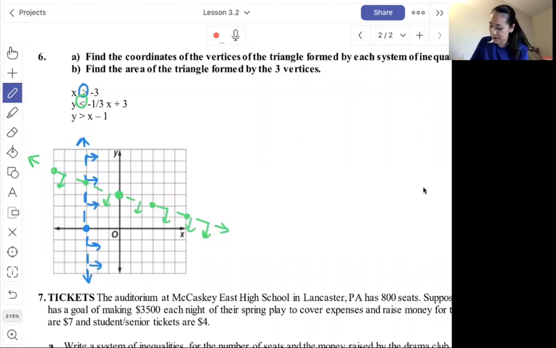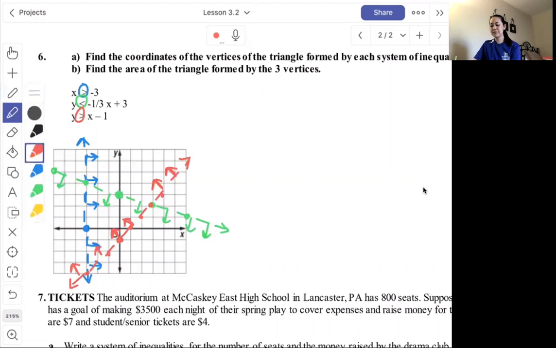All right, and the last one, I have a y-intercept of -1, slope of +1. And I get this dashed line shading towards the top of the y-axis, since it is greater than. All right, so the overlap of all those will actually be the inside, which is a triangle.